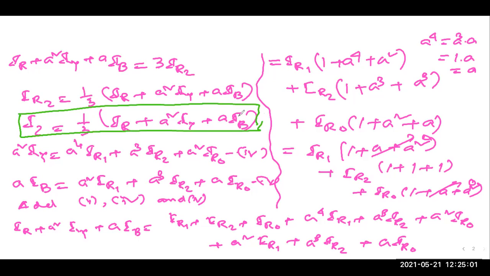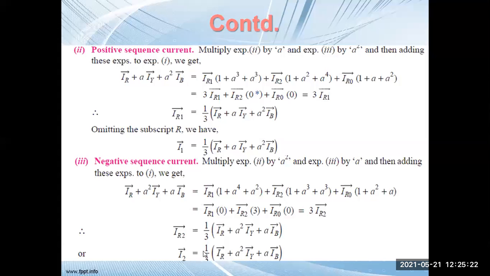Is it clear? Any doubt from anyone? Please tell me. Any doubt from anyone how to derive the negative sequence component of current? No, sir. Very good. Okay, so here I2 equal to 1/3 IR plus A square into IY plus A into IB. So this is the derivation.